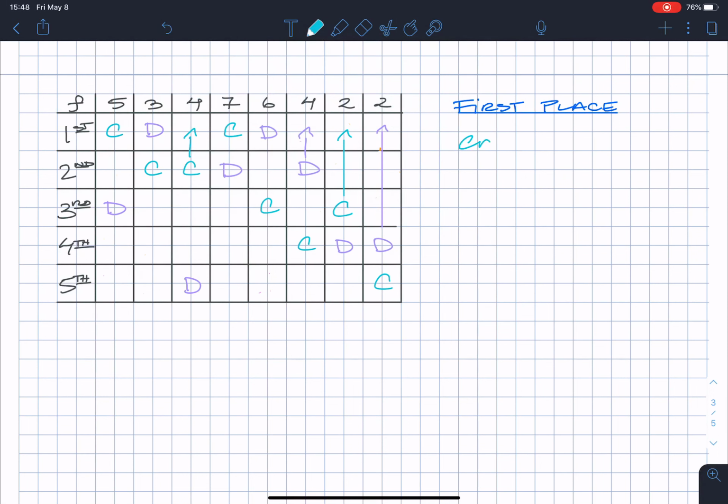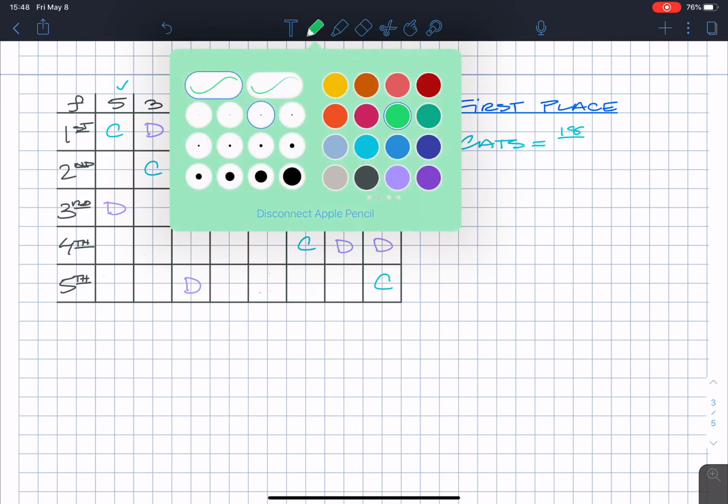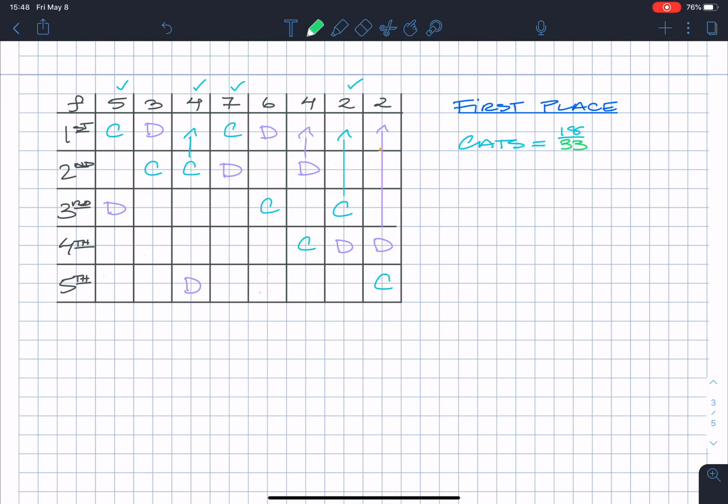So cats is going to be 5 plus 7. Oh no, 5 plus 12. 5 plus 7 is 12, plus 4 is 16, plus 2 is 18. So that's 18 out of 33. And dogs is going to be 3, plus 6 is 9, plus 4 is 13, plus 2 is 15 out of 33.